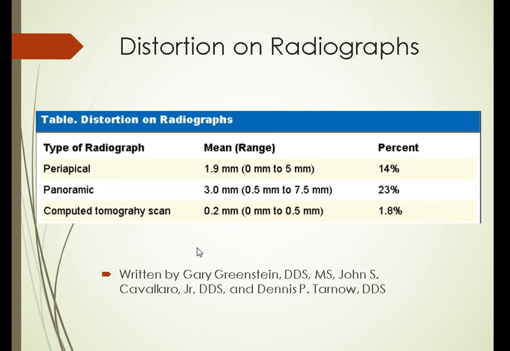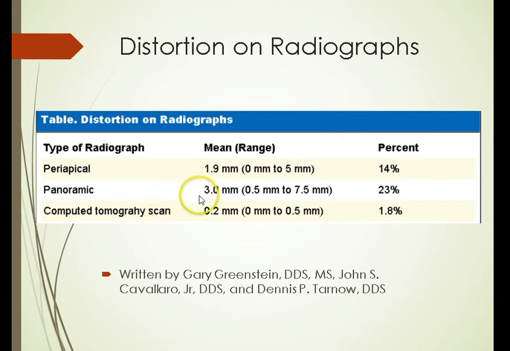So studies show that periapical has a mean distortion of 1.9. So you could be off by 1.9. And look at the range. The range goes all the way from 0 to 5 millimeters. That's a lot. And that's 14% distortion. So if your implant is 10 millimeters, this distortion could be as if the implant was 11.4. So this distortion plays a key role, and we cannot assume what we see in a PA to be one-on-one what's going to be in the patient's mouth.